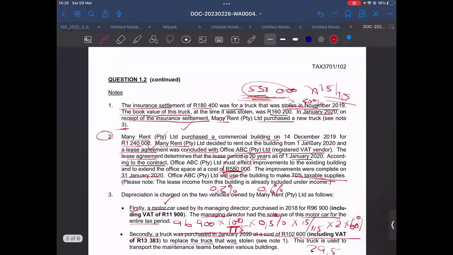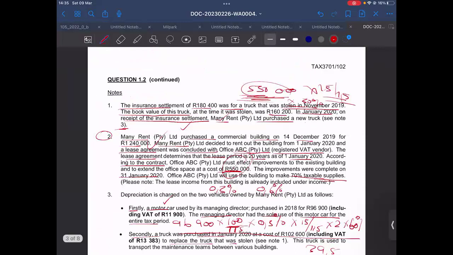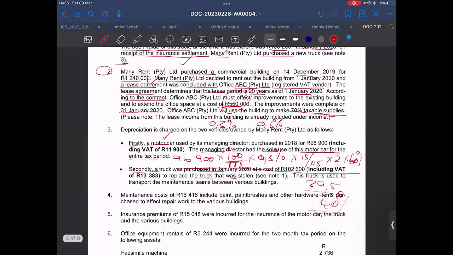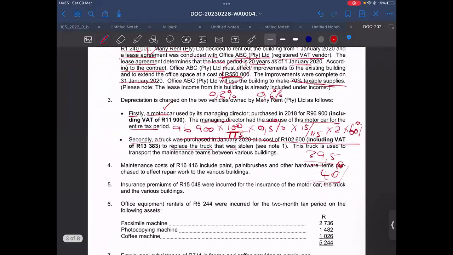Truck. What's the story on the truck? They said refer to note number 3. On note number 3, that's where we're given our vehicles. There are 2. The first motor car used by the managing director was purchased in 2018. So this one is out. It wasn't purchased in the current year. We're doing for 2020. The input on the motor car was denied in 2018, so we're not going to include it in the current year.